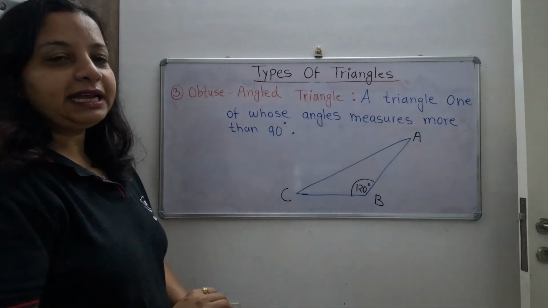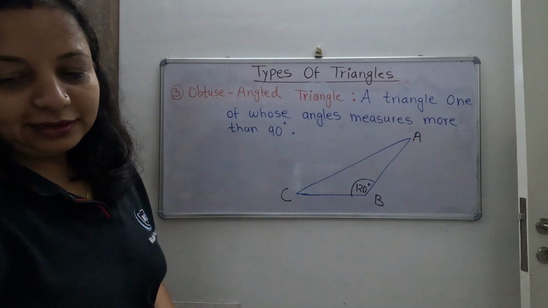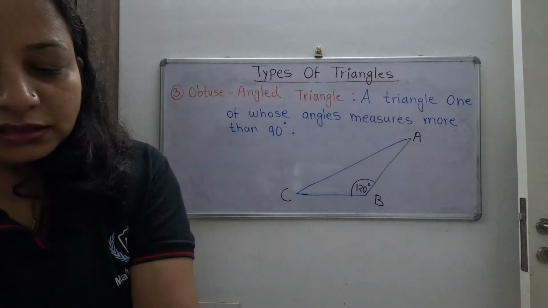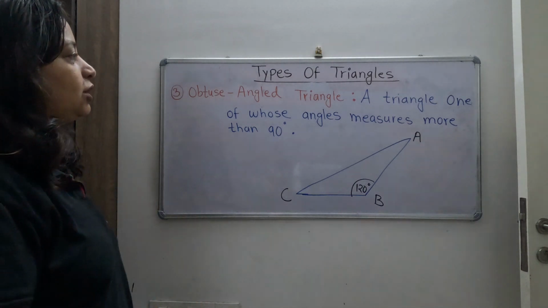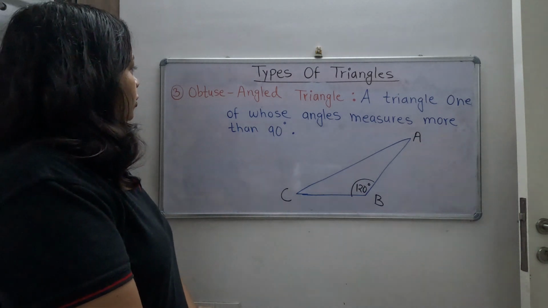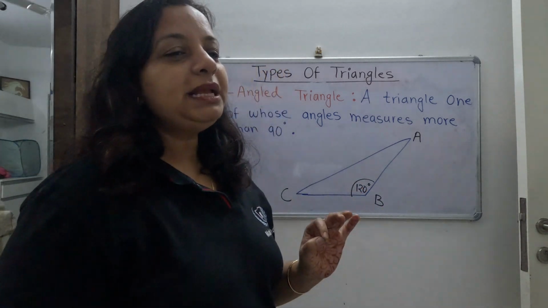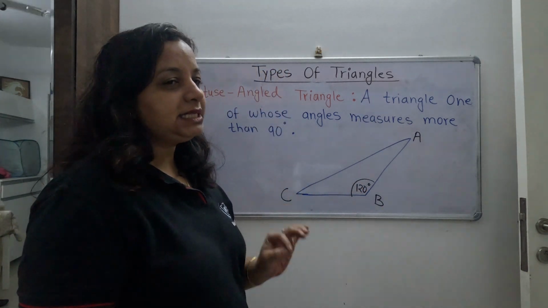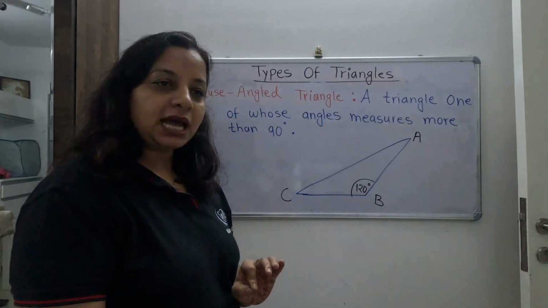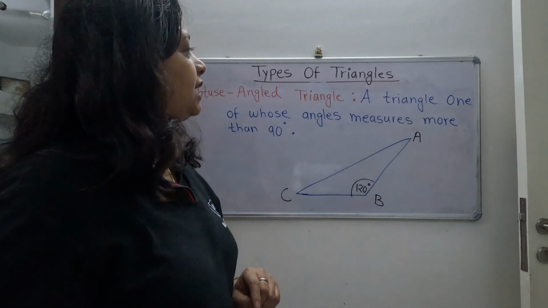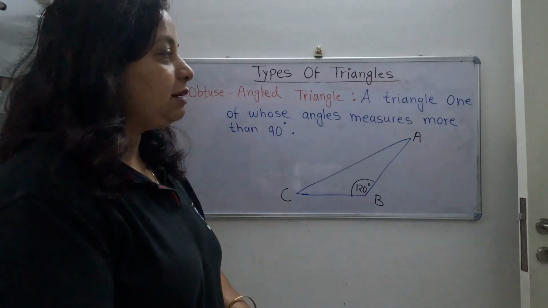So we have categorized triangles into 6 classifications: 3 on the basis of sides and 3 on the basis of angles. On the basis of sides we have the equilateral triangle, because equi means equal, lateral means side. So when all 3 sides are equal, we call it an equilateral triangle, where all 3 sides are equal in measure.